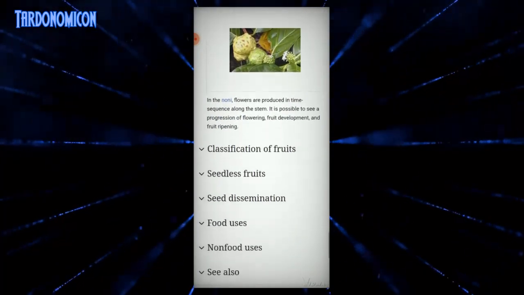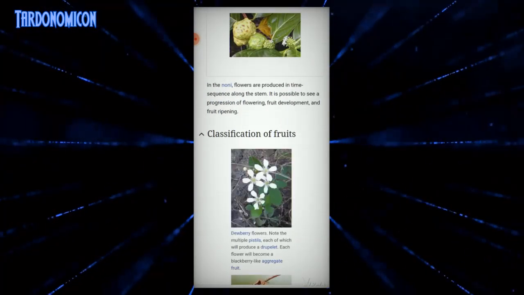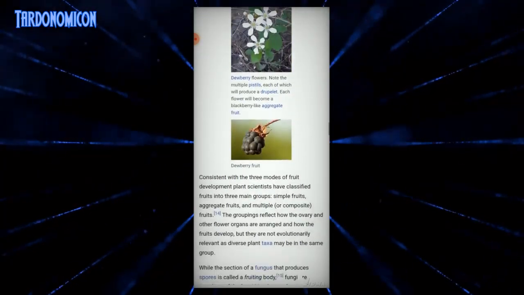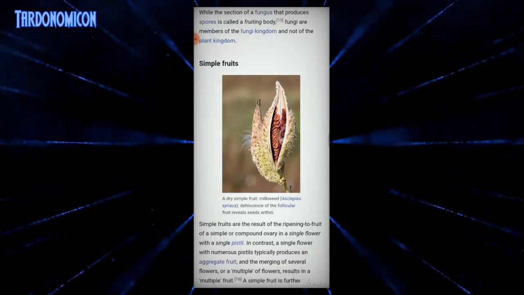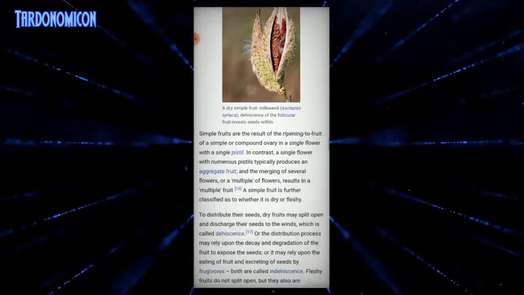Now I'm going to go over the classification of fruits. So this is a dewberry. Simple fruits, a dry simple fruit, milkweed.